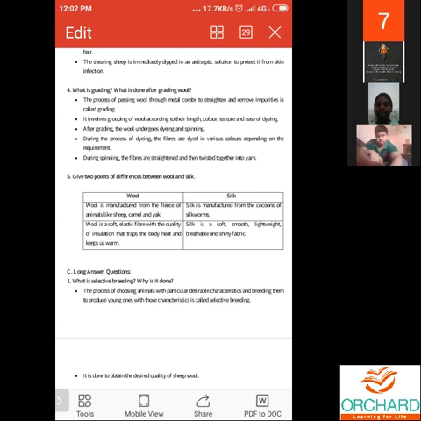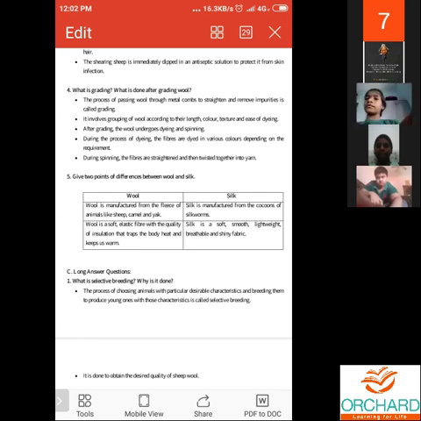Second point, wool is a soft, elastic fiber with the quality of insulation that traps the body heat and keeps us warm. With the quality of insulation means insulator, which will trap the body heat and keep us warm. Silk is a soft, smooth, lightweight, breathable, and shiny fabric. So these are the simple differences which I have written.